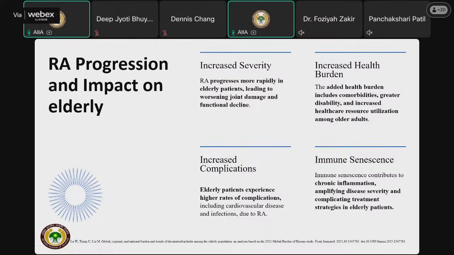When we look at the RA progression and impact on the elderly, it's seen that there is increased severity along with age, increased burden of disease, increased complications, and also increased immune senescence, which is actually leading to many other complications and different diseases when someone who is elderly is affected with RA and is progressing with a condition like rheumatoid arthritis.